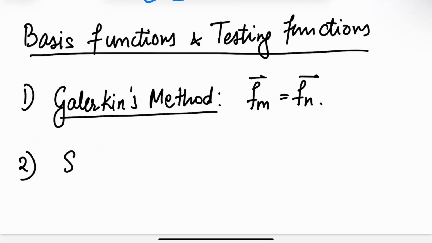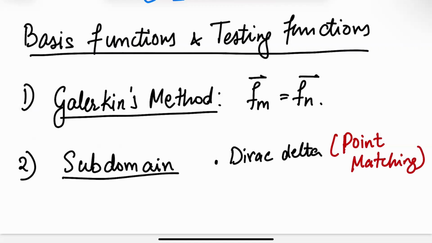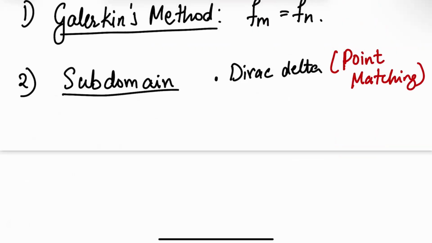There are basically two categories, which are subdomain basis functions. And these are your delta functions. So you have Dirac delta, which amounts to what we did earlier. When you do this, it's called point matching, because you're just choosing single points and matching the fields there. So essentially choosing Dirac delta basis functions under Galerkin's method is point matching, because you choose the same point for finding the field and also to test the field. So Dirac delta is one.